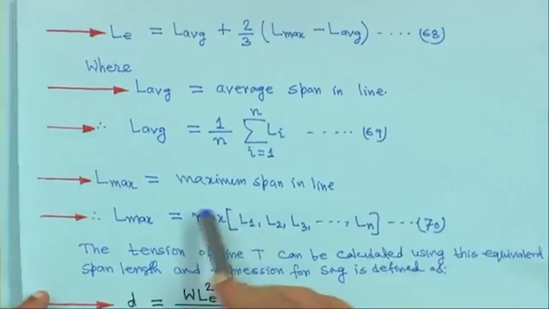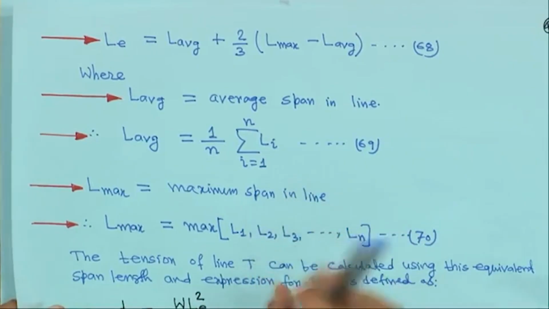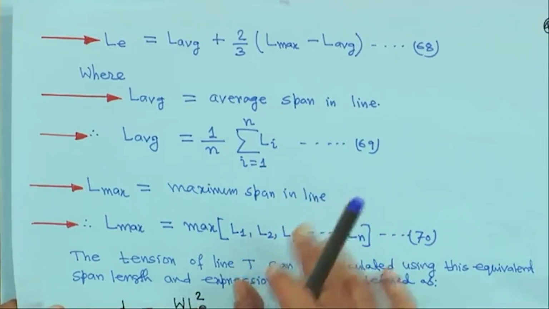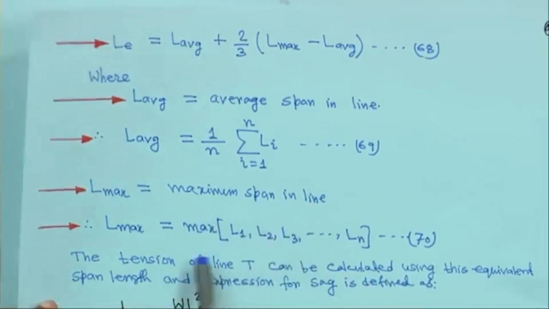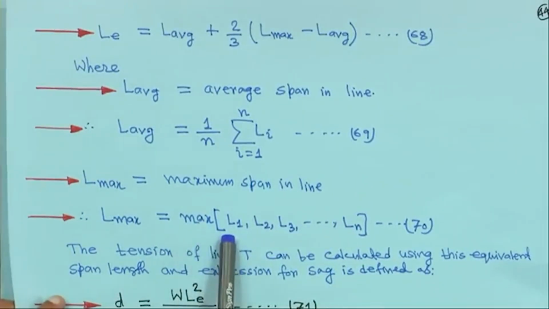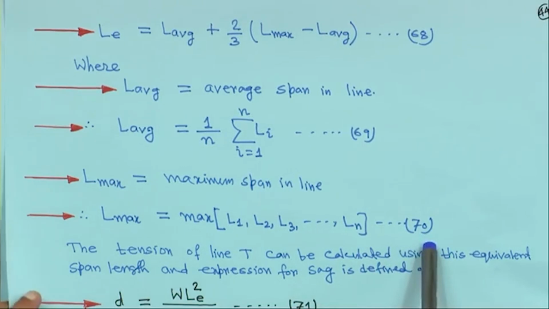Now, L max is equal to the maximum span in the line. Suppose you have so many towers and the distances are different, out of which one is the maximum. That is why I have written here L max is equal to the max of L1, L2, L3 up to Ln. This is equation 69 and this is equation 70.